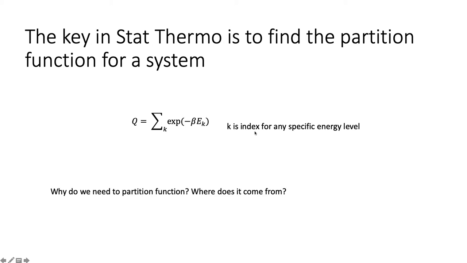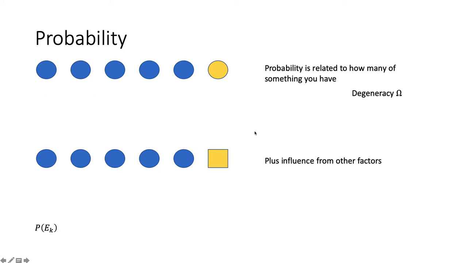So why do we need it, and where does it come from? That's the answer we want to find today. It all comes from probability. Let's think about if we all have the same stuff, let's say circles, and you have five blue and one yellow. In this case, probability is really related to how many of something you have. So the probability I'm going to find this yellow one is 1/6, and blue is going to be 5/6.